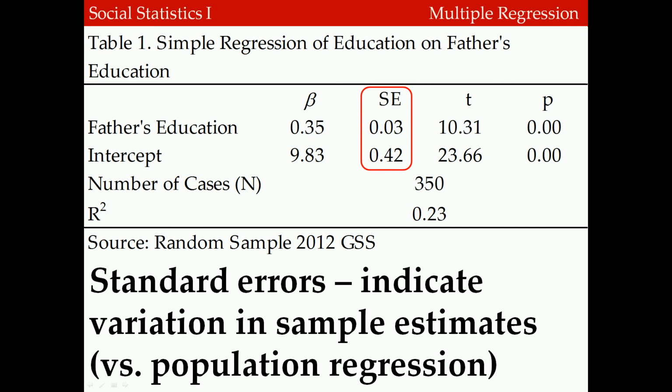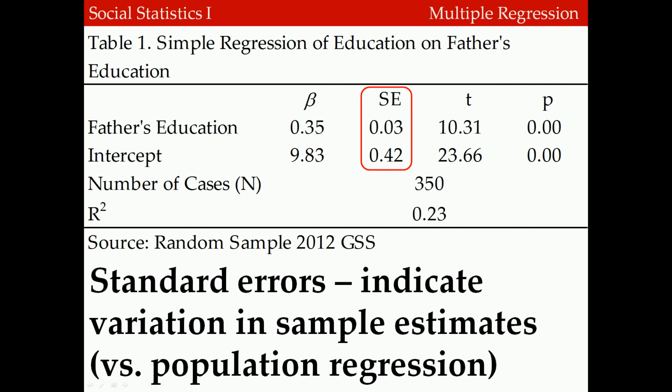The standard errors basically tell us something about the variation across samples in these estimated regression coefficients. To think about that, imagine that there's some kind of a population from which the sample of 350 cases was drawn. If we had the information on the entire population, we would get the actual value of the effect of father's education on respondent's education and the actual value of the intercept. But instead, what we have is some sample data that's based on a subsample of cases. And so for this subsample, the values are slightly different from what we find in the population.